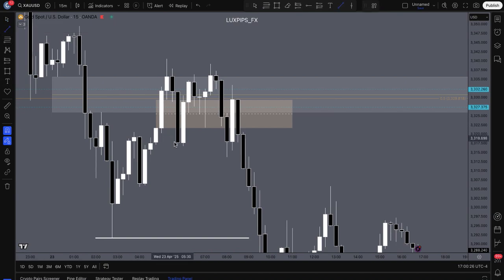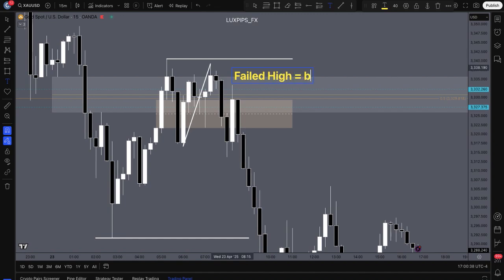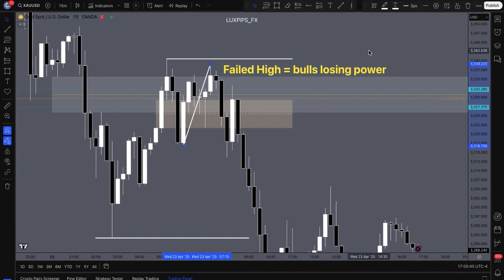So, it ended up making a failed high. It did not make a new high. Of course, we know failed high means bulls losing power. So now, after it comes back down into the IVG, we can expect bearish scenarios to play out. This is the triggering point.